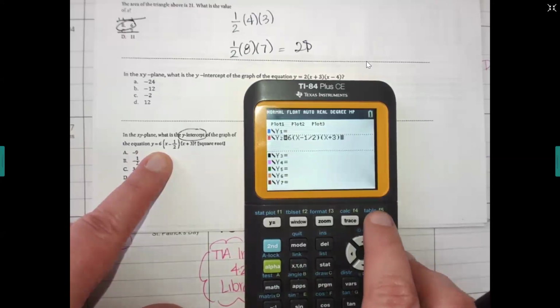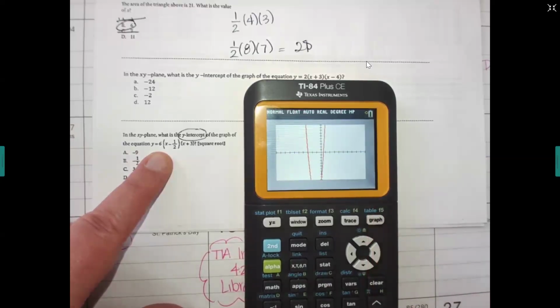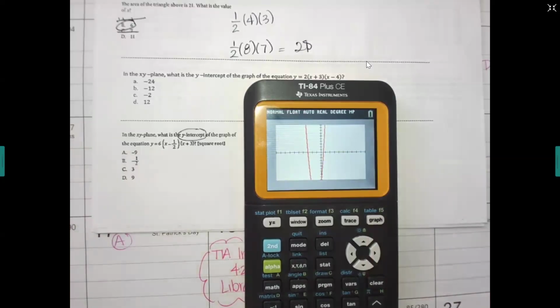And then look at the graph. I want the y-intercept. I want to know where this graph crosses the y-axis. Okay, and it looks like it crosses right here. What number would that be? -9. Now, the 1/2 and the 3, these are x-intercepts.